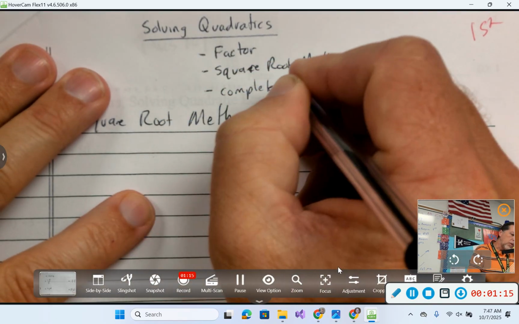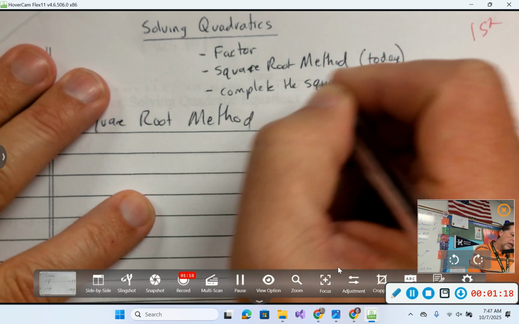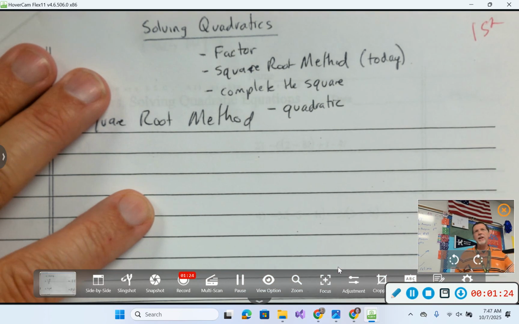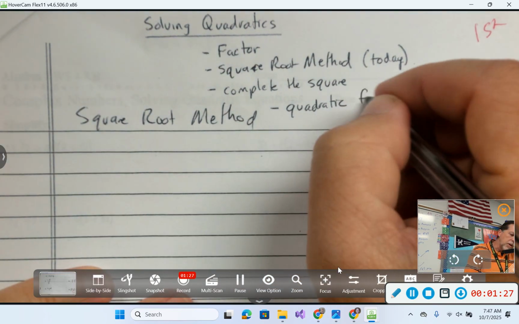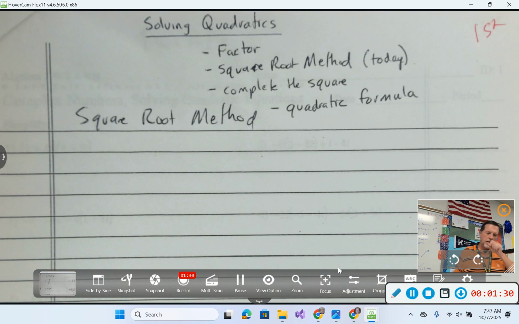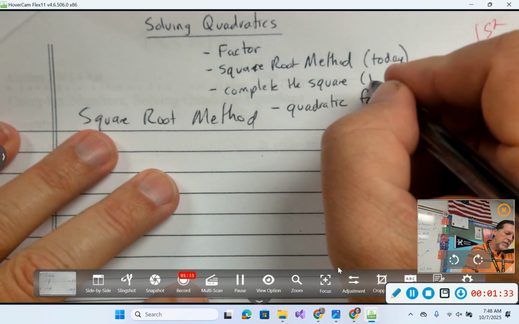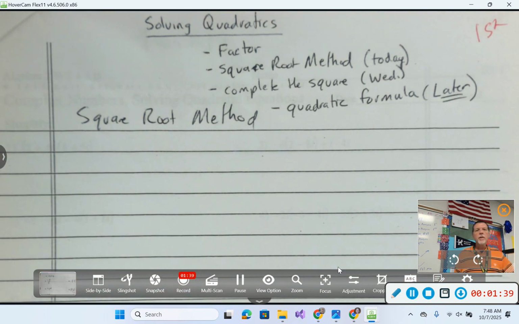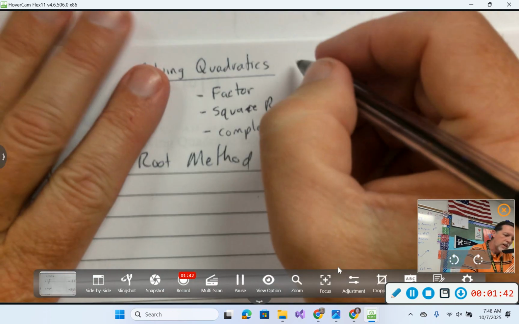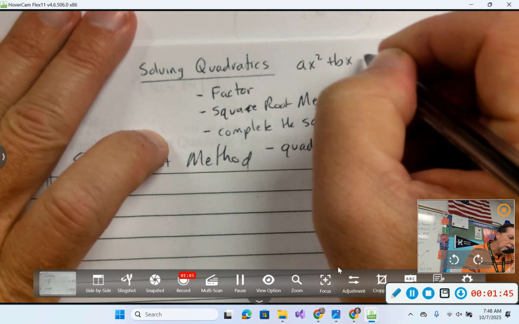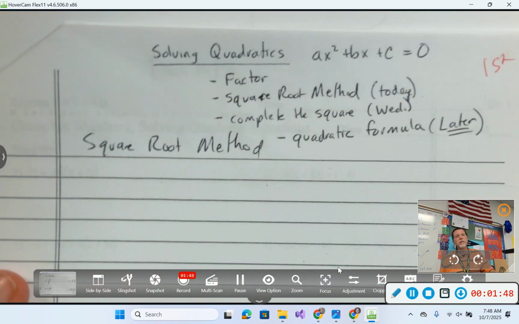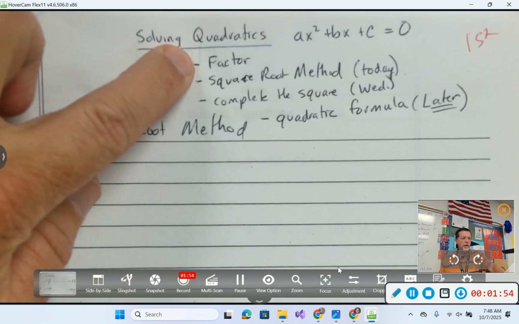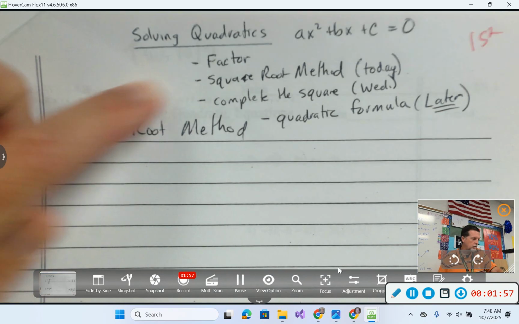Tomorrow we'll do complete the square. And then I think after we get back from the break, maybe even next unit, we'll do the beloved quadratic formula. Much later. But big picture, these are different ways to solve ax squared plus bx plus c equals 0. So we know how to factor and set the factors equal to 0. Today we're going to do the square root method.